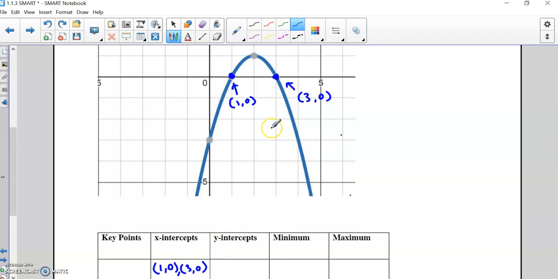For y-intercepts, that's going to be the part of the graph that touches the vertical axis. So that's going to be this point right over here. And that's at 0, -3, because it goes down 1, 2, 3 places.